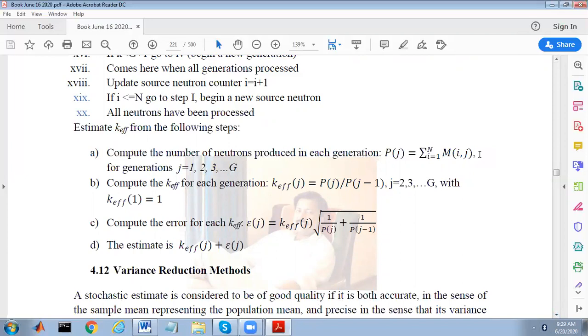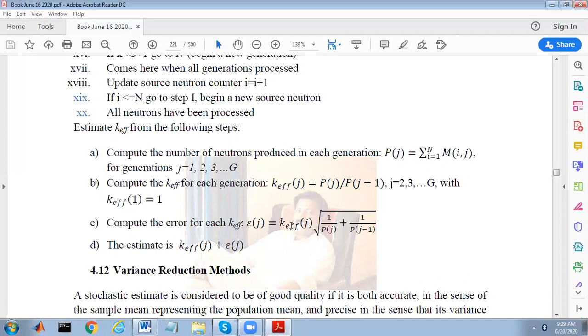Now, after your simulation, at the end of your program, you compute the number of neutrons produced in each generation that happened inside, and you compute the K effective for each generation, which means that for this generation, it is the production in this generation divided by the production in the previous generation.